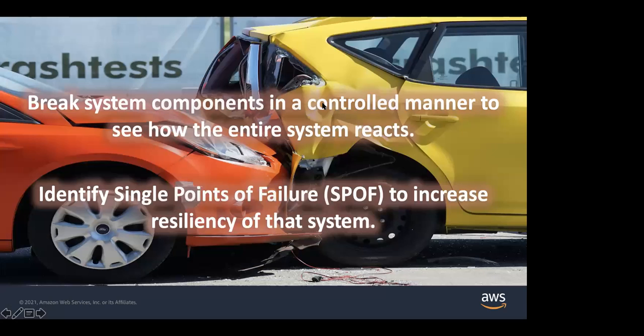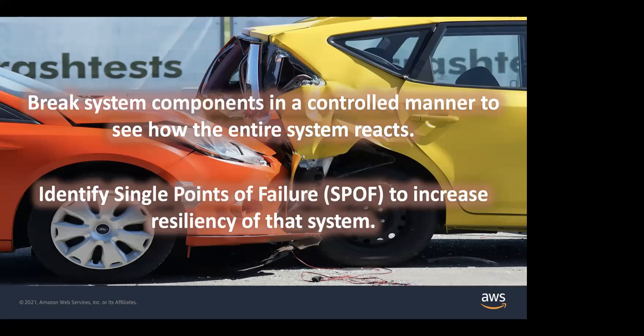Okay, with chaos engineering, we want to break system components in a controlled manner to see how the entire system reacts. What it comes down to is that we want to identify single points of failure, called SPOFs. You want to identify where they are in your system, your architecture, your infrastructure, whatever you're looking at, and you want to remove them, which results in increasing the resiliency of that system.